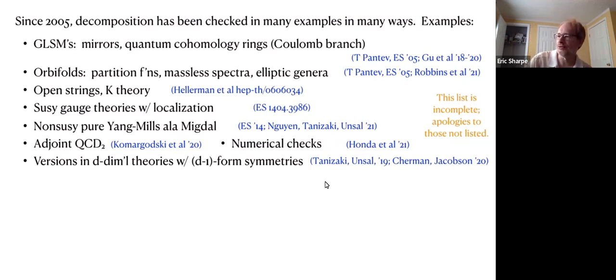One can apply the technology of supersymmetric localization in supersymmetric cases. This falls right out. One can also see this in non-supersymmetric pure Yang-Mills theories. I outlined that at the level of partition functions a few minutes ago. There's also a more extreme version due to these authors that decomposes pure Yang-Mills theories all the way down to invertible field theories. It's a fun topic, I don't have time. Zohar Komargodski and his collaborators have discussed this for adjoint QCD2. There have even been numerical checks. One group last fall looked at lattice gauge theory descriptions of this, and from thinking about the lattice gauge theory, they also saw the same thing.